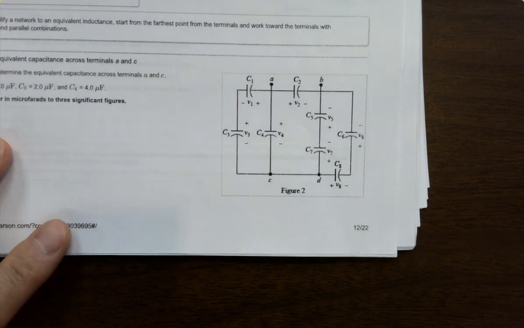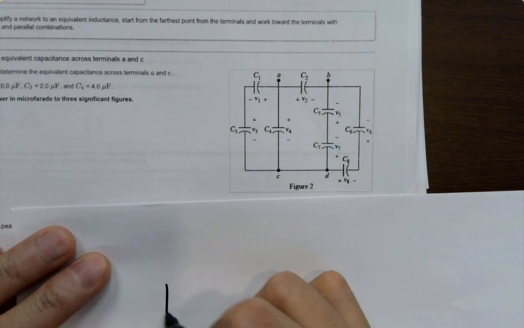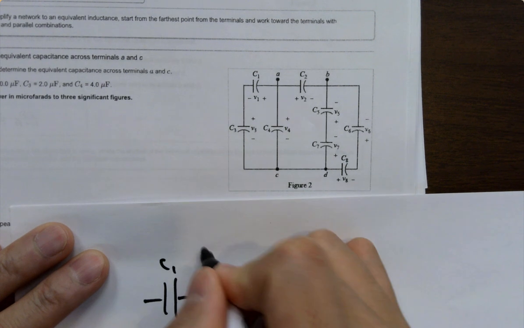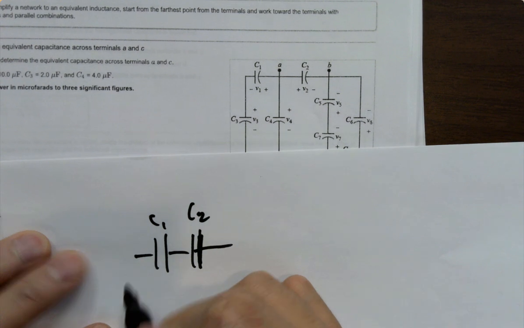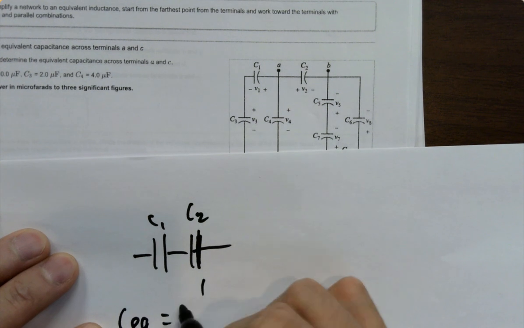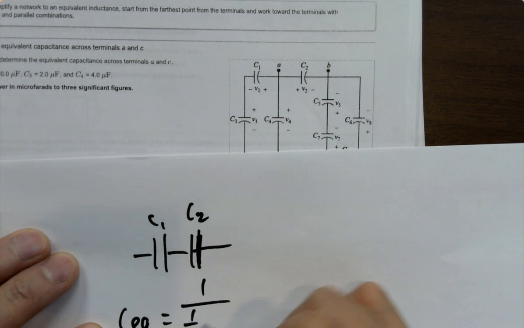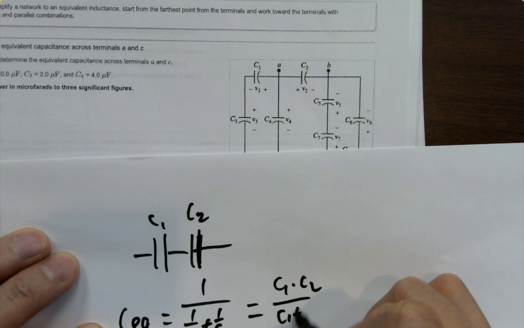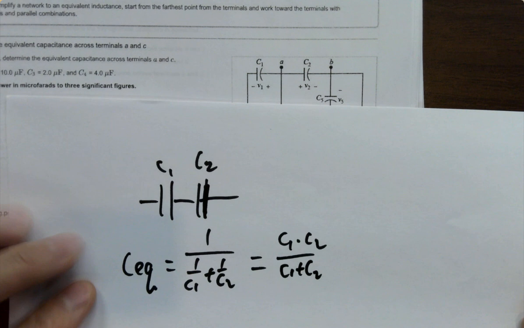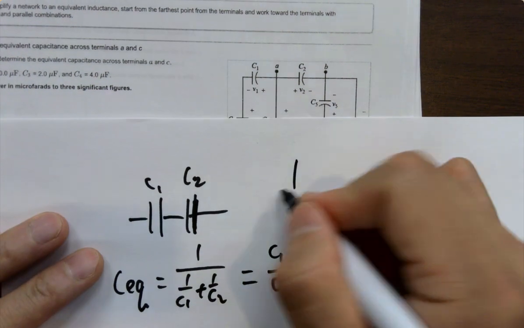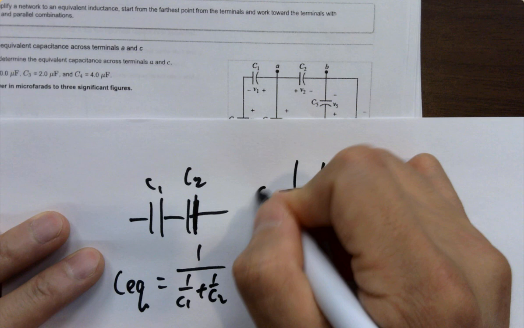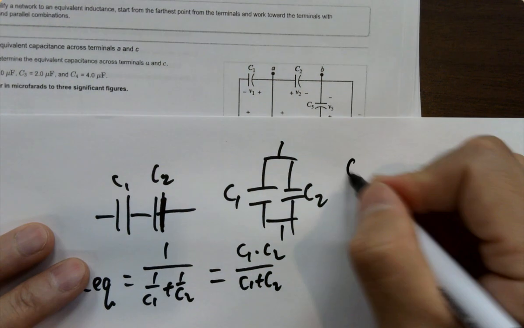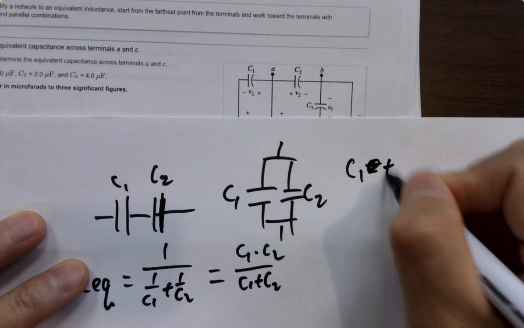How to deal with this? Did I tell you about series capacitors? For C1 and C2, what's the equivalent capacitance? Remember, it's 1 over C1 plus 1 over C2, which is basically C1 times C2 over C1 plus C2. If you have parallel capacitors, C1 and C2, it's just C1 plus C2, right?